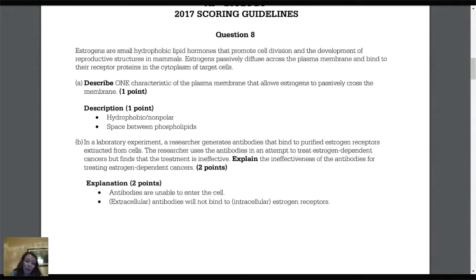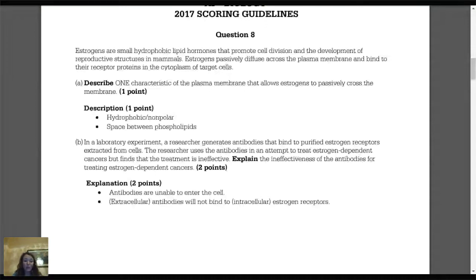Okay, so then the second part, in a laboratory experiment, a researcher generates antibodies that bind to purified estrogen receptors extracted from cells. The researchers use the antibodies in an attempt to treat estrogen-dependent cancers, but find that the treatment is ineffective. Explain the ineffectiveness of the antibodies for treating estrogen-dependent cancers.